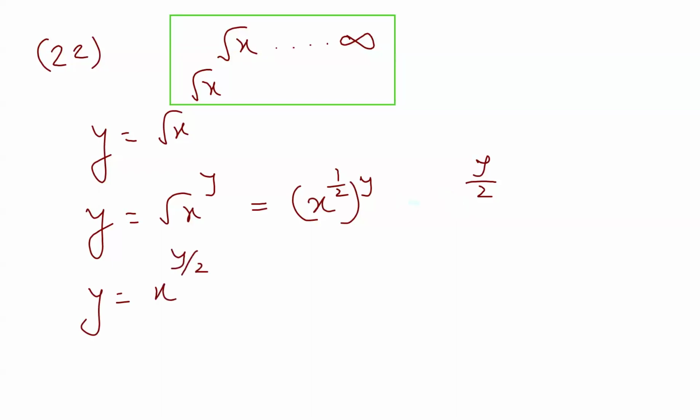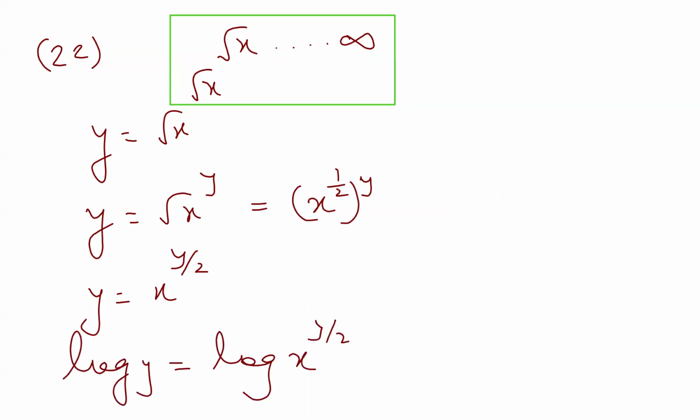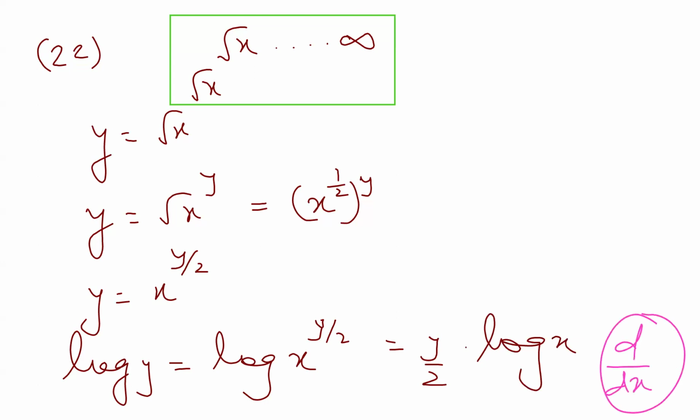Something like this. Now base is with x. Look at the right hand side. Base is with x and power is also with x. So taking log on both the sides. Log y is equal to log x raised to y by 2, which is equal to y by 2 will come ahead. Log a raised to b formula, log x. So again we are going to differentiate with respect to x.